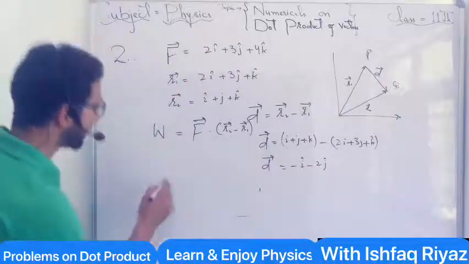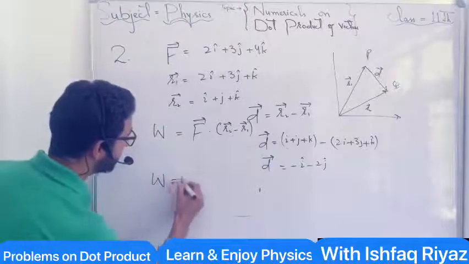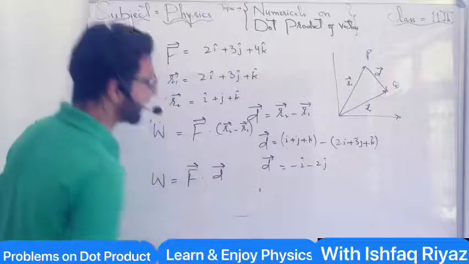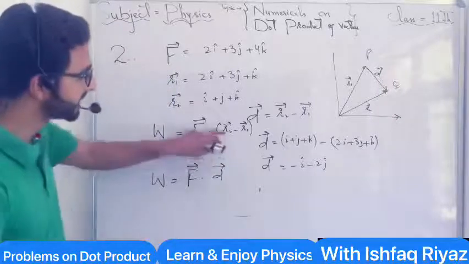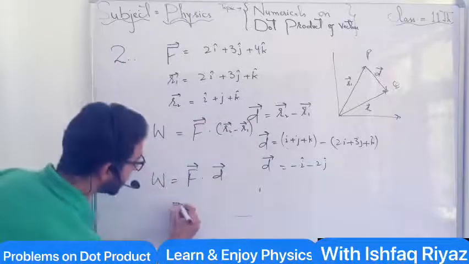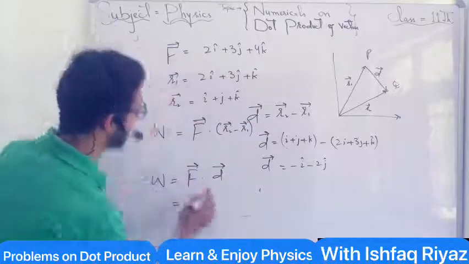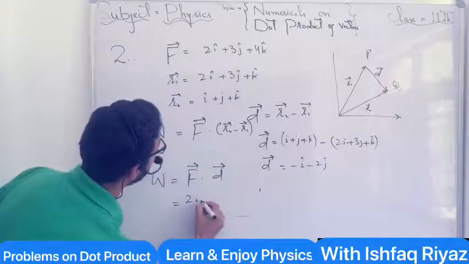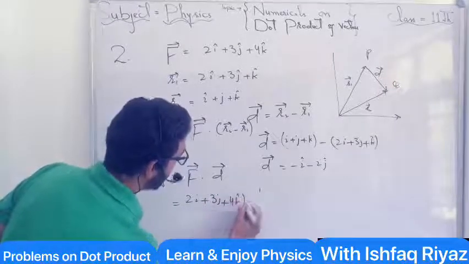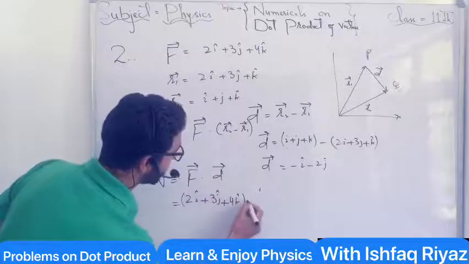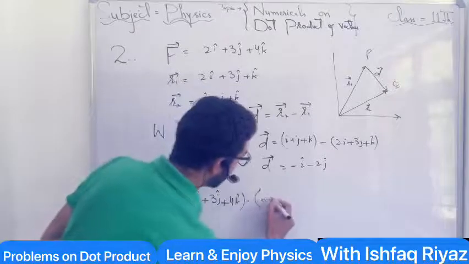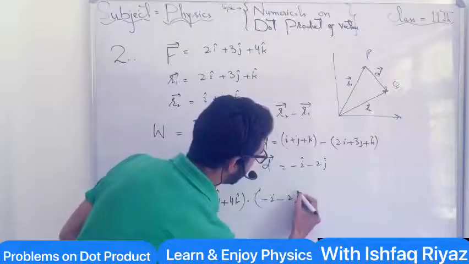Now let's calculate the work done by this force. This will be simply given by F dot D, where D is the resultant displacement, that is R2 minus R1. So how do we calculate it? F is 2i plus 3j plus 4k, and I have to take the dot product of this force F with the displacement vector D, that is minus i minus 2j.